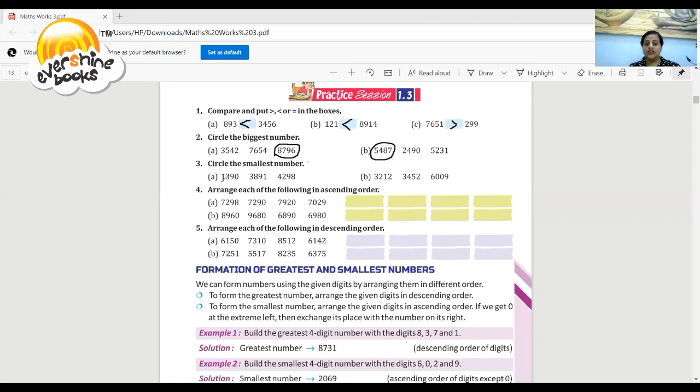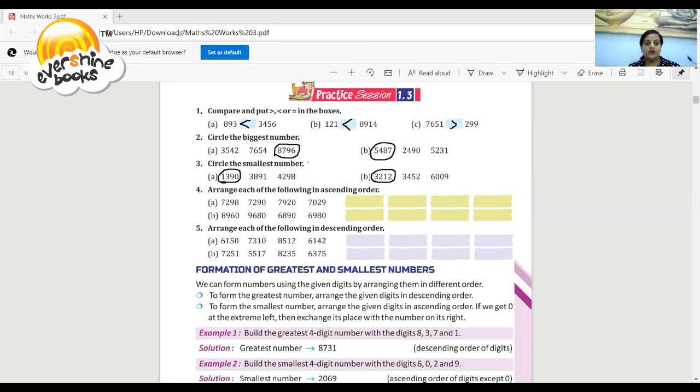Now, the third point is circle the smallest number, that is 1, 3 and 4. So 1000 is the smallest number, 1390. If they are coming the same, then we will see which is the next number, it is smallest. So 3212 or 3452, 6000 is bigger. So we will not count it. We will see this is smaller and 400 is bigger. So we will circle this like this.